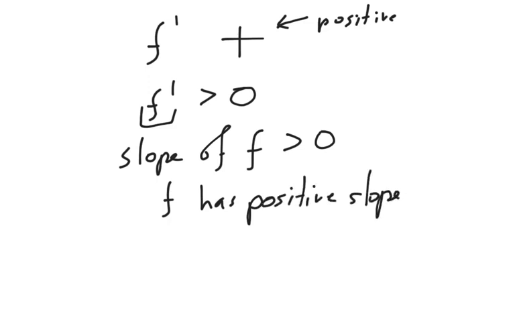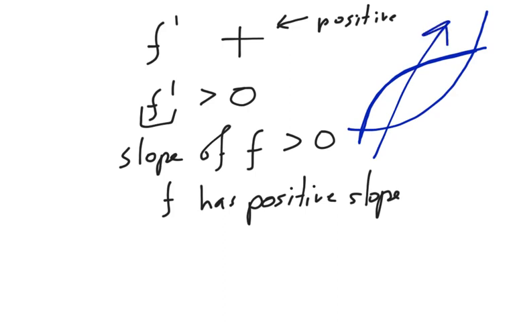And now here's the big jump. If f has positive slope, that means that f has to be going up. So this curve has positive slope, this curve has positive slope, this curve has positive slope, right? All of these have positive slope. They have the same word in common. This word is increasing. So basically, a function is increasing as long as its derivative is positive.